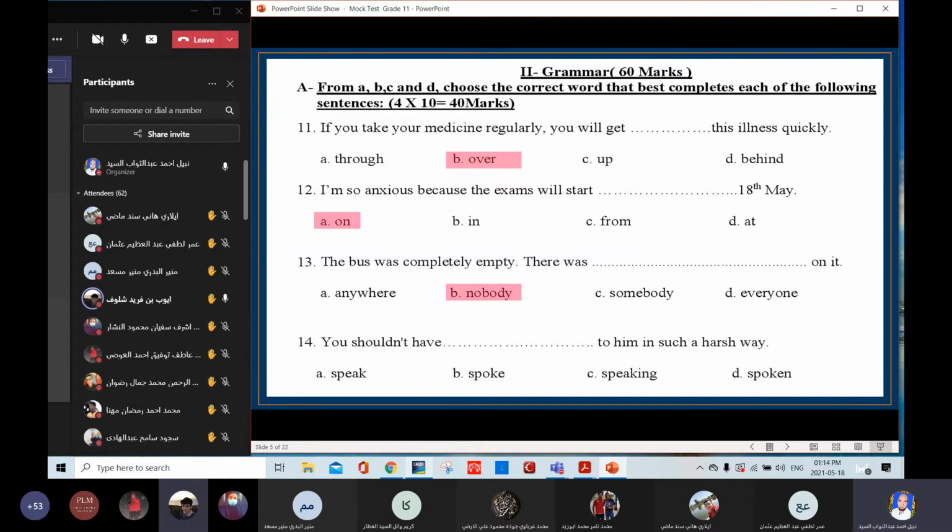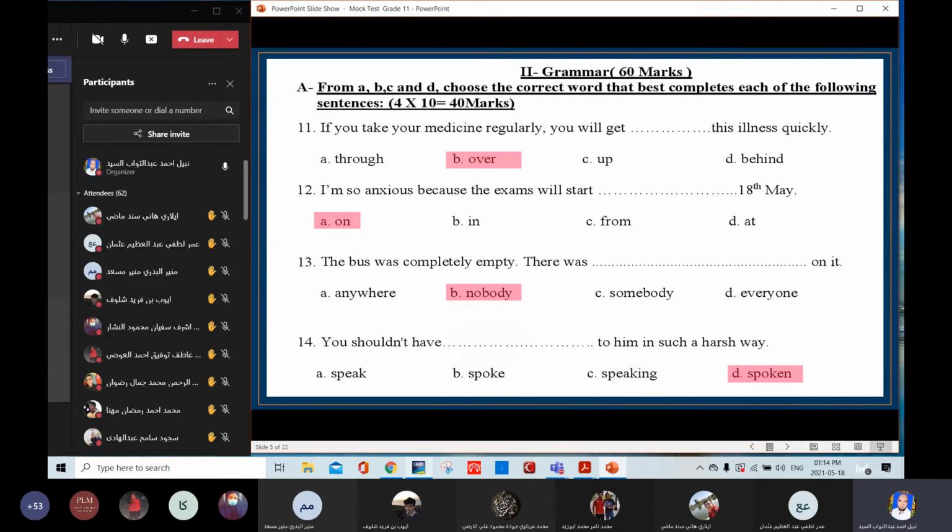You shouldn't have spoken to him in such a harsh way. Very good. You shouldn't have spoken. So should have plus past participle. In perfect tenses, we use the present perfect, the past perfect, or the modal perfect, to use the past participle after have, has, or had.